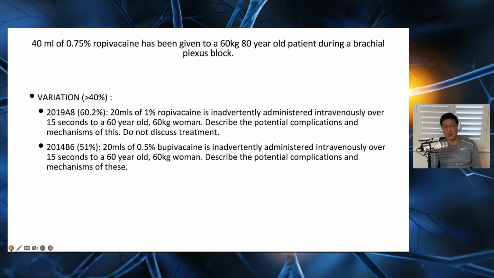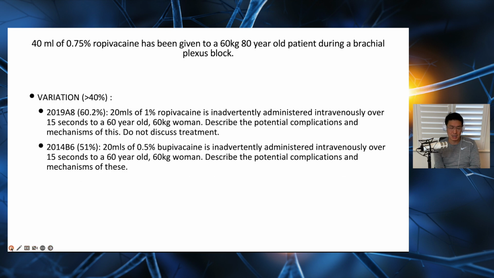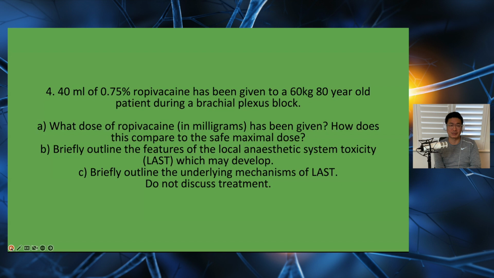And similarly, in 2014, B6, 20 mils of 0.5% bupivacaine is inadvertently administered intravenously over 15 seconds to a 60-year-old, 60-kilogram woman. Describe the potential complications and mechanisms of these. I guess the only difference with this is that this is a much more elderly patient, and whether that has any implications that you could think about with regards to how you would answer this question versus the variations that were asked in 2019 and 2014.